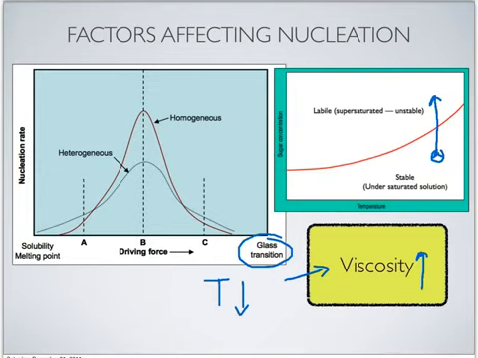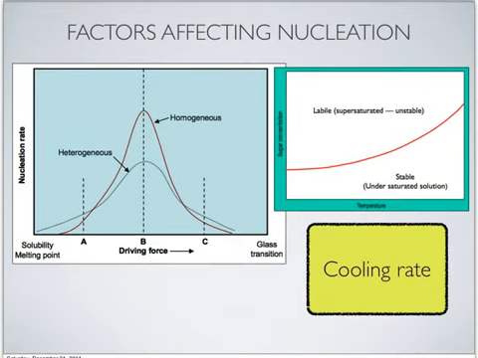The viscosity of the system can also be affected by the addition of hydrocolloids such as carrageenan. For example, when we have carrageenan in the ice cream mix, the carrageenan would give a high viscosity, which also would decrease the rate of nucleation. Another factor which can affect nucleation is the cooling rate.